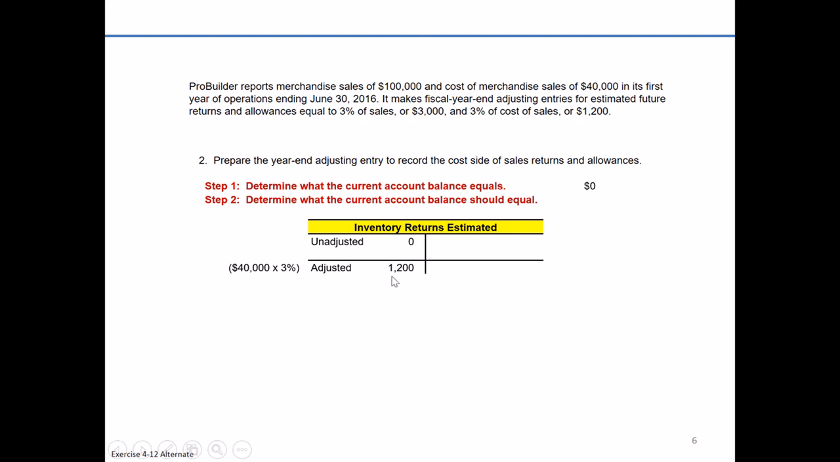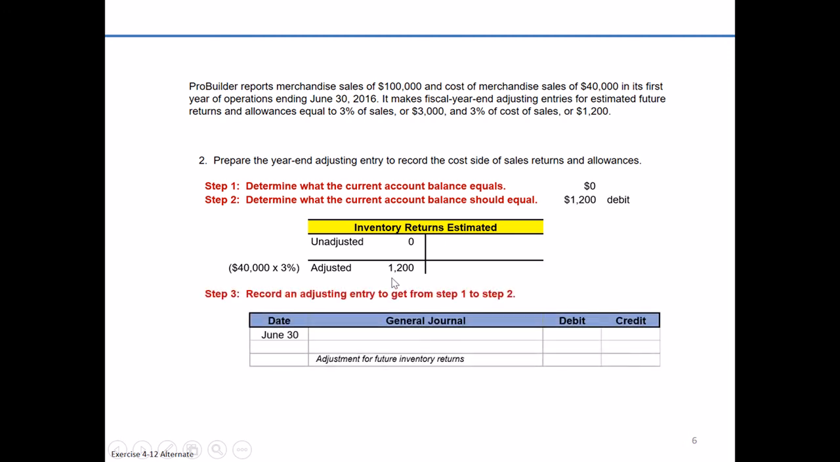That's what we want the debit balance to be in inventory returns estimated. So what do we need to do in order to get it from a current zero balance to a $1,200 debit balance? We need to debit inventory returns estimated, again, a current asset account. We increase it with the debit by $1,200. Again, it would be a little bit different if we had a current balance in here of already a $1,000 debit balance. We would only need to debit it for an additional $200. So you've got to look at what the prior balance is.